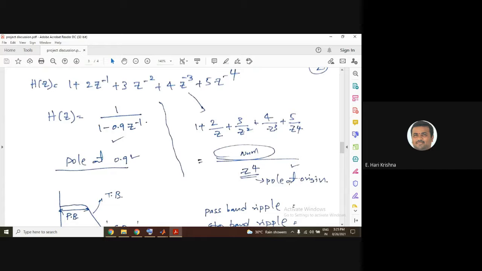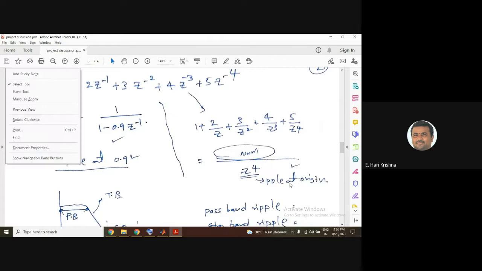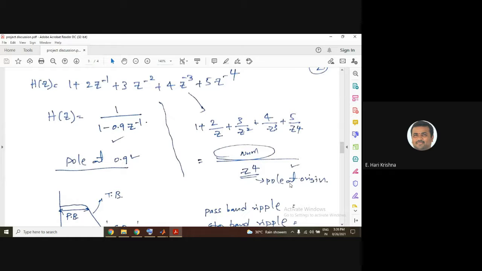I'll give one important statement. Try to listen to that. A pole at 0.9, because of equipment, because of aging of the components, may move outside the unit circle and may become unstable. Whereas the pole at origin, even if all external factors influence it, does not cross the unit circle.